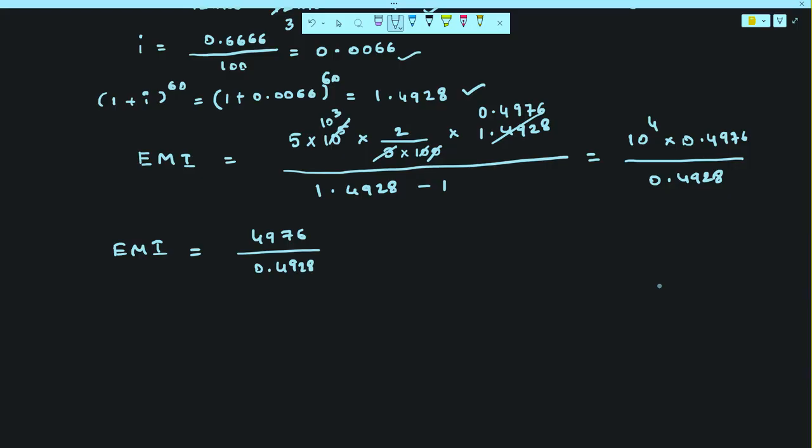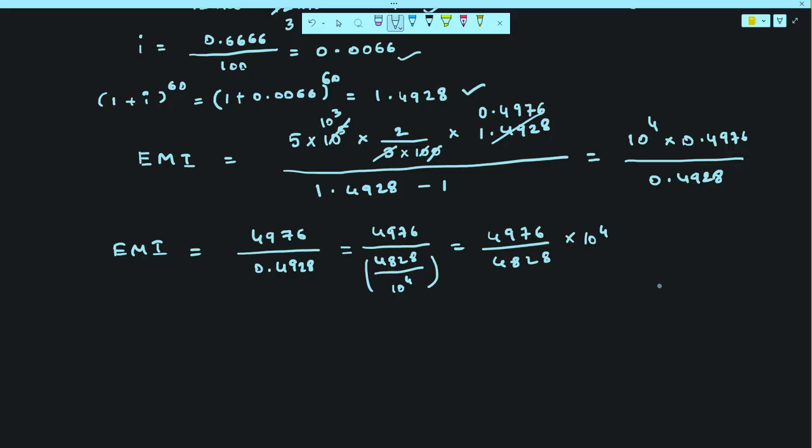And we can write again 4976 divided by 4928 divided by 10 power 4. You can write like this by removing the decimal part. So now it is 4976 divided by 4928, and again the numerator becomes 10 power 4. Now it is a cancellation. How many times is it getting cancelled? That should be calculated using logarithms.